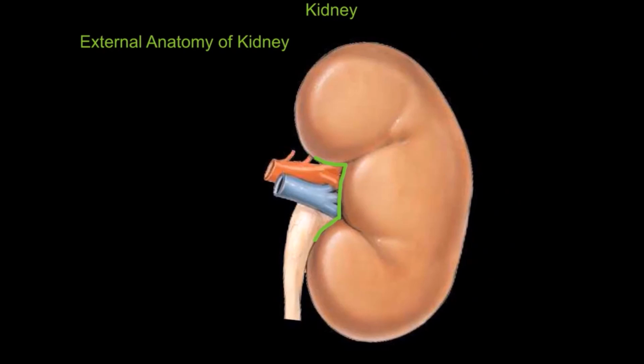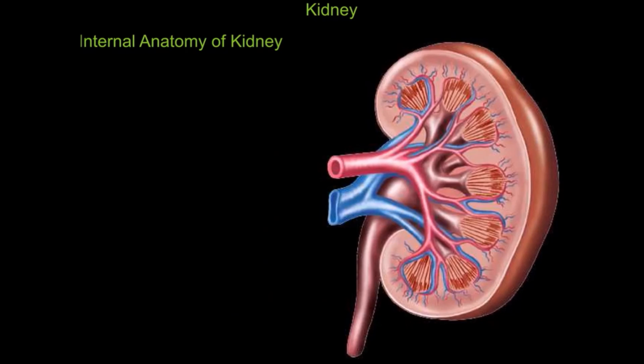the indentation on the medial side of the kidney where blood vessels and the ureter enter and exit called the hilum, the renal artery which delivers oxygen-rich blood to the kidney, the renal vein which transports oxygen-poor blood away from the kidney, and the ureter which transports urine from the kidney to the urinary bladder.